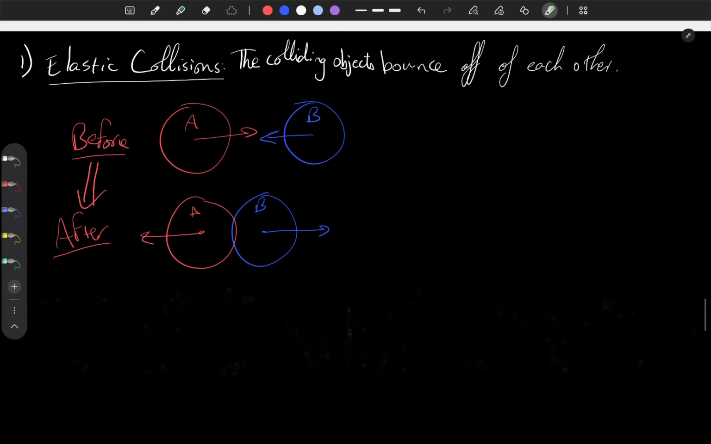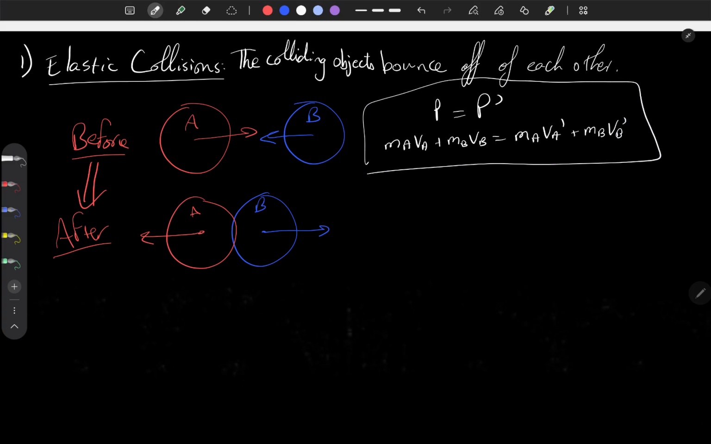Let's see what happens to the formula. In fact, the formula for the conservation of momentum stays the same. We know that the momentum before the collision is equal to the momentum after the collision. So the mass of A times the velocity of A plus the mass of B times the velocity of B is equal to the mass of A times the velocity of A after the collision plus the mass of B multiplied by the velocity of B after the collision. This is not a surprising story. We already know this, we've seen this before.